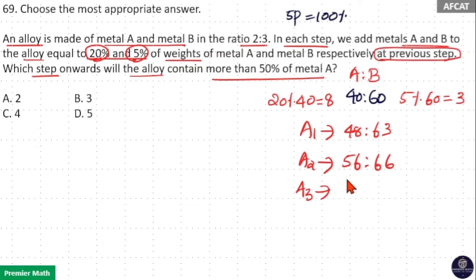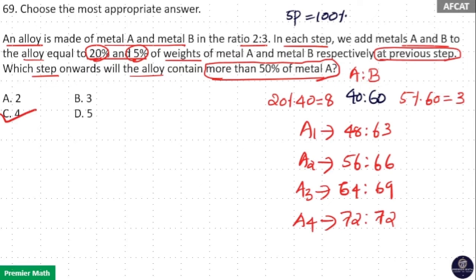In the third year, the amount will become 56 plus 8, 64, and 66 plus 3, 69. In the fourth year, the amount will become 64 plus 8, 72, and 69 plus 3, 72. Now you can see this is your answer. That is option C. In the fourth step, the alloy contains more than 50% of metal A. Here, actually, this is 72:72. That means the alloy contains 50% of metal A and 50% of metal B.